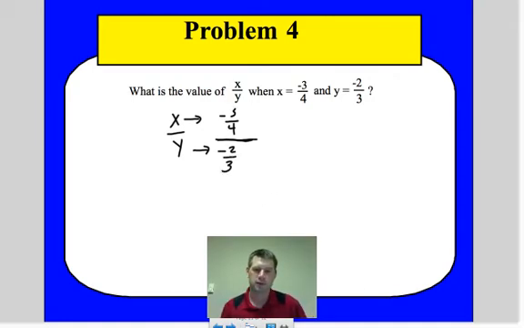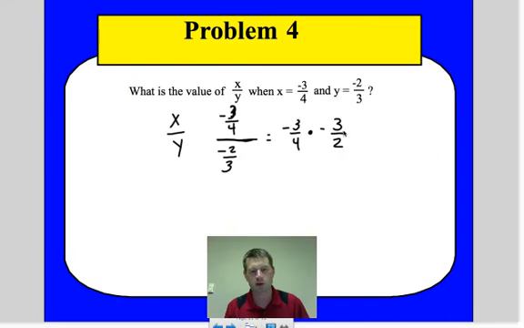Now we have this negative 3/4 divided by a negative 2/3. We can't divide fractions like this. So what we're going to do is multiply the top by the bottom's reciprocal. Negative 3/4 stays the same, but we change the division to multiplication, and we multiply by the reciprocal of 2/3, which is 3/2. All it is is flipping those two numbers. That's a reciprocal.